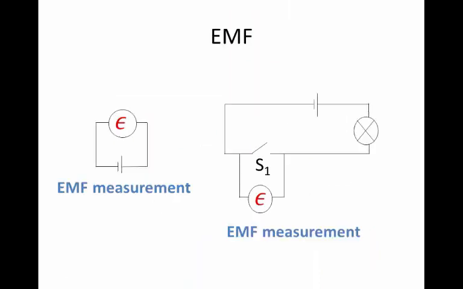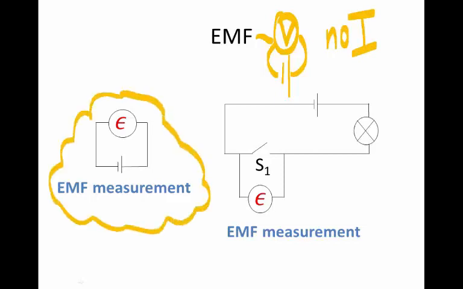Let's look at it from the perspective of measuring EMF. We know that EMF is the voltage across a cell or battery when no current flows through that cell or battery. This is a very clear way to measure EMF. Simply place your voltmeter straight across the cell or the battery. There's no external circuit, so there's no current flowing through the battery, and we simply measure the voltage across it.